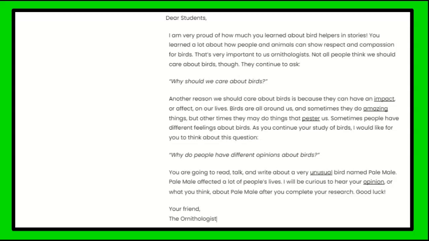You are going to read, talk, and write about a very unusual bird named pale male. Pale male affected a lot of people's lives. I would be curious to hear your opinion, or what you think, about pale male after you complete your research. Good luck. Your friend, the ornithologist.